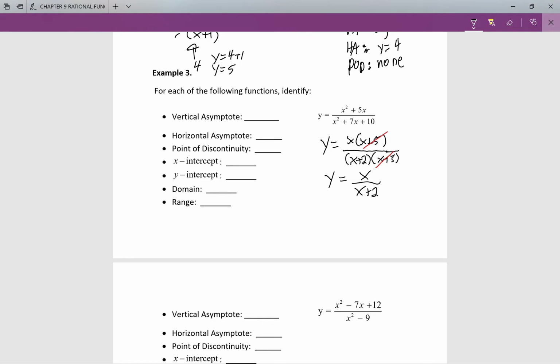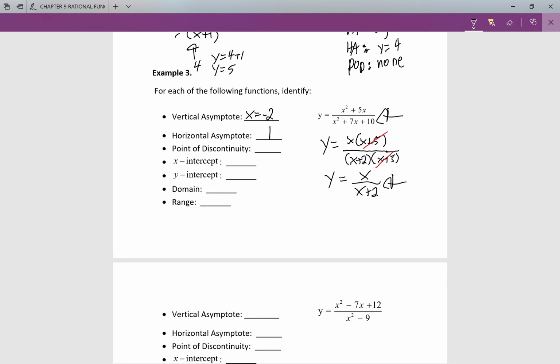The vertical asymptote would be the one that didn't cancel, so it would be x equals negative 2. The horizontal asymptote, I notice the power on the top and the bottom match, or the degree on the top and the bottom match, so I divide the lead coefficients and it equals 1. One thing that you guys will notice, it doesn't matter if I look for the horizontal asymptote at this step or at this step, because it's going to end up being the same thing.